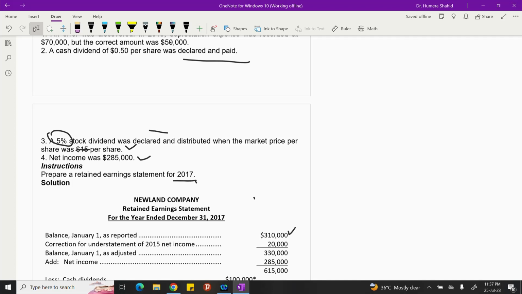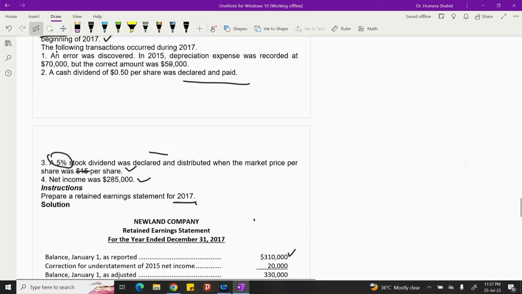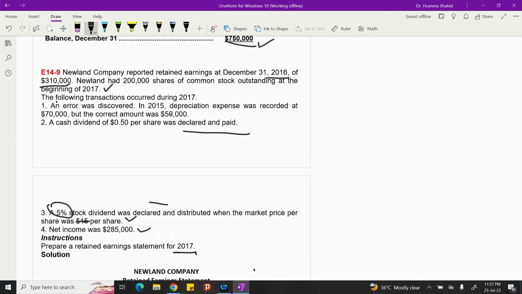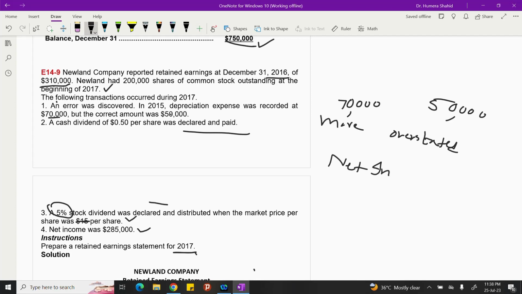Then we need to do the correction of income, right? So if you see here, 2015 depreciation expense was recorded as 70,000, but actual expense was 50,000. Expense was recorded more. It means that expense was overstated. When we have overstated expense, net income gets less, understated, right? If you want to correct understated net income, you have to add the factor.